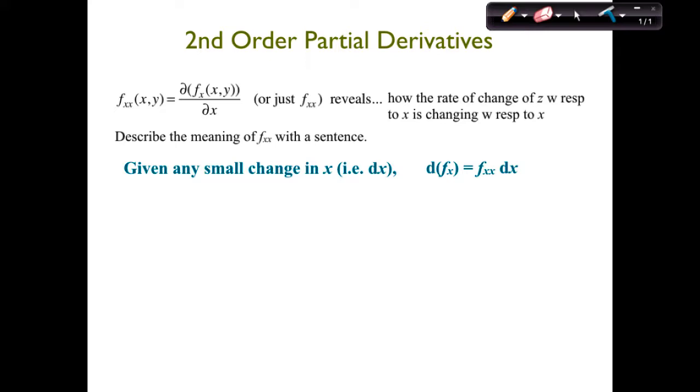So given any small change in x, the change in your rate of change with respect to x, or your partial with respect to x, will be fxx times as much as dx. Okay, so if fxx is greater than 0, what can you conclude? What can you conclude if the second partial with respect to x, and let's talk about rate of change, not the graph, right? So what's happening with rate of change if fxx is greater than 0?